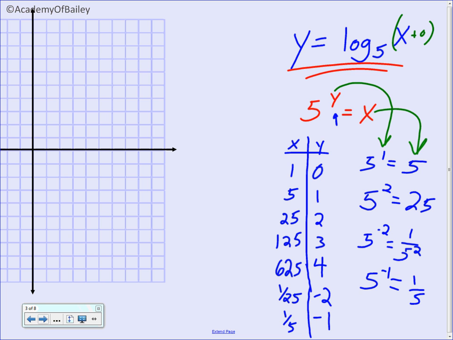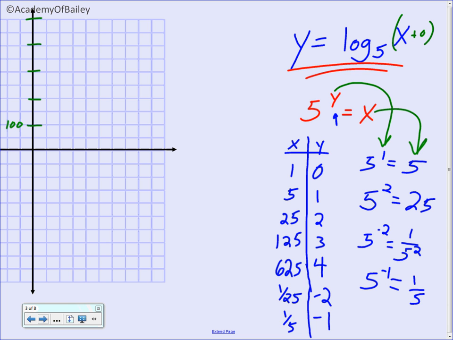Wow, we need to go to 625. So maybe we go up by 50s. So this would be 100, 200, 300, 400, 500. Still not going to get us there. It'll get us close enough. All right, so let's go ahead and graph.